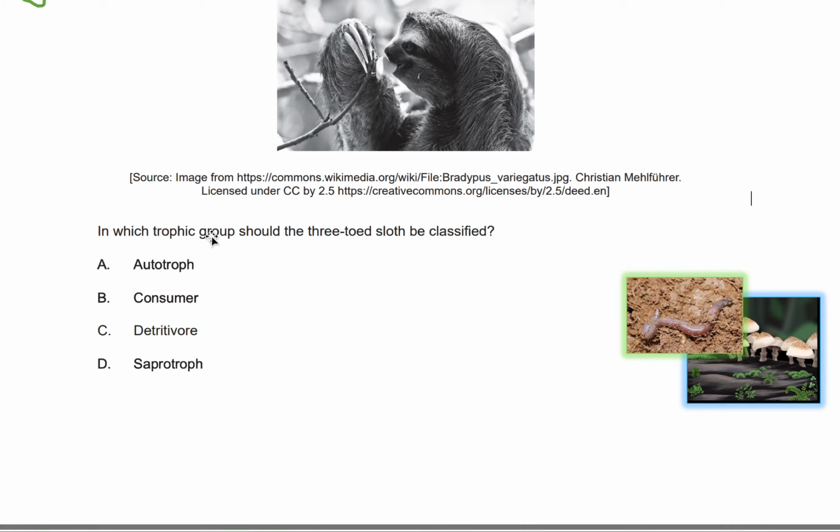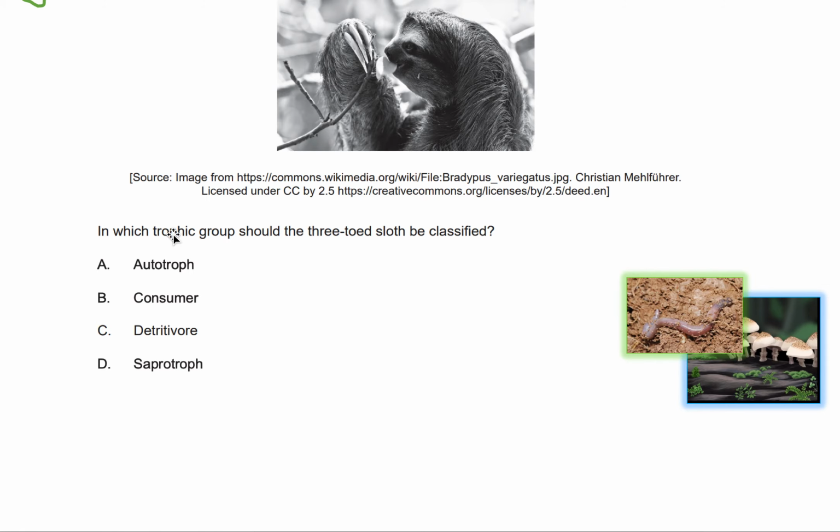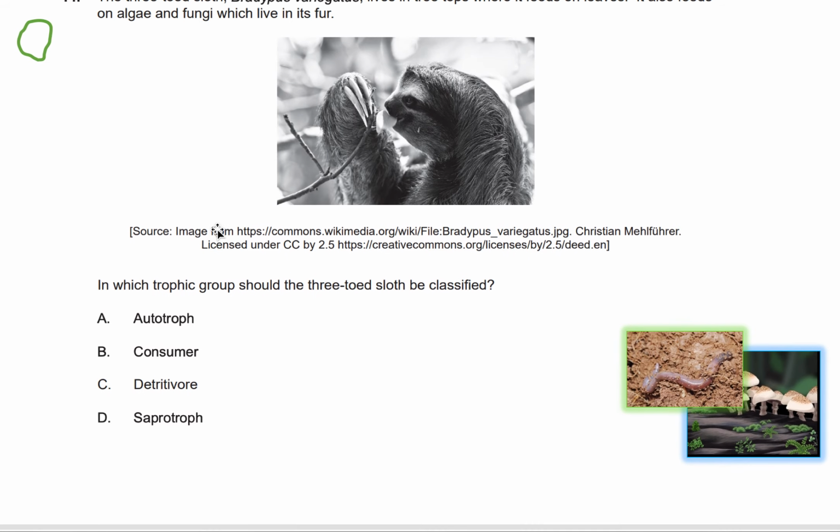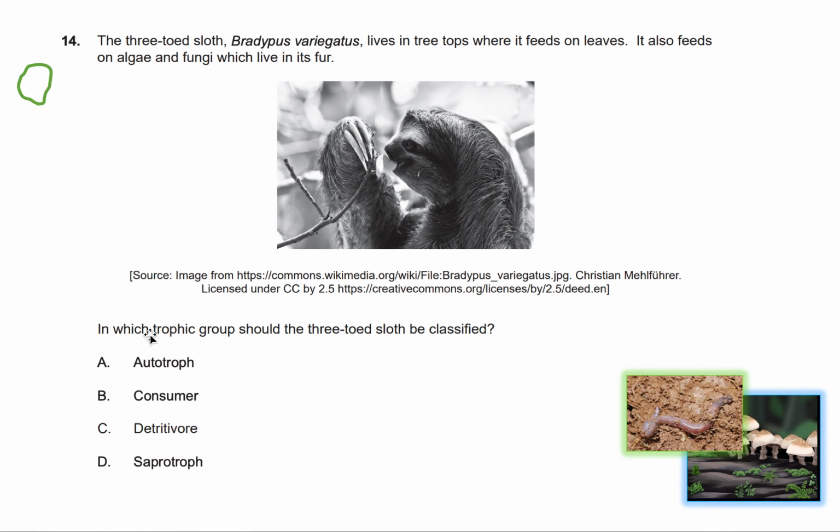So it's just another way of saying nutritional group, because nutritional means to feed, like feeding, what you eat. So trophic is just another way of saying that. So they're trying to switch up the words, trying to confuse you. So, could it be an autotroph? Again, no, it's not a plant. Plants are autotrophs. Plants make their own food, not a sloth. Is it a consumer? Absolutely. It eats, what does it say? It eats leaves? Yes, so it definitely consumes leaves. Also algae and fungi. So it eats things, so it's definitely a consumer.